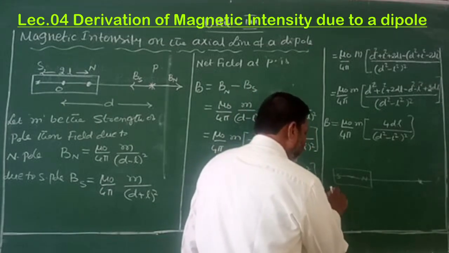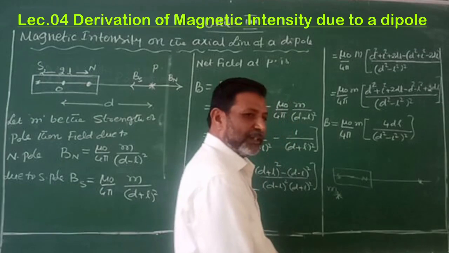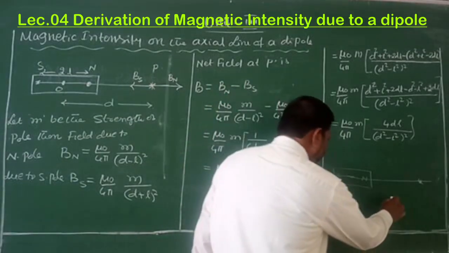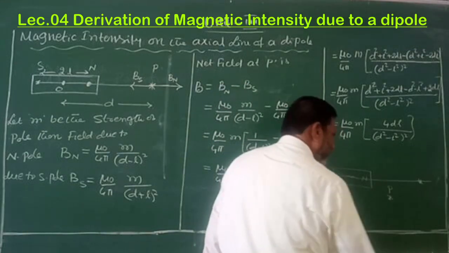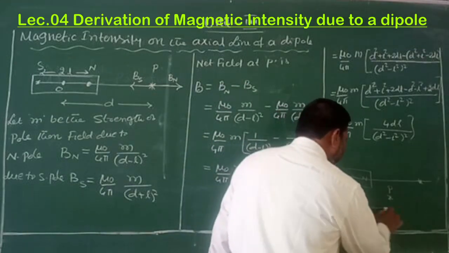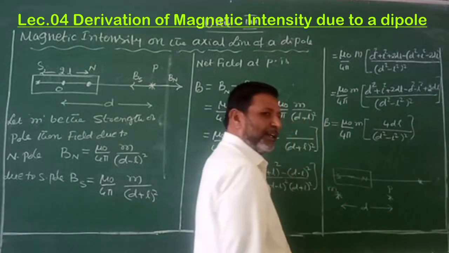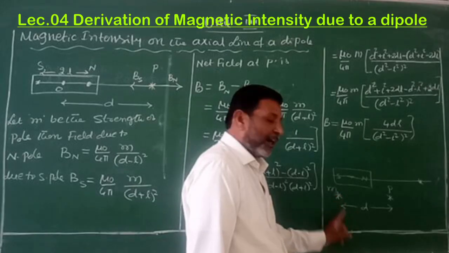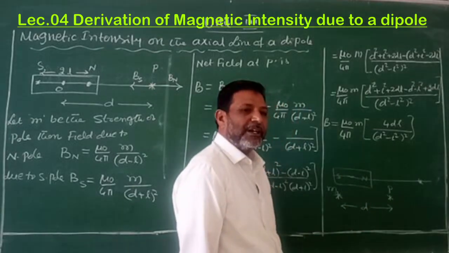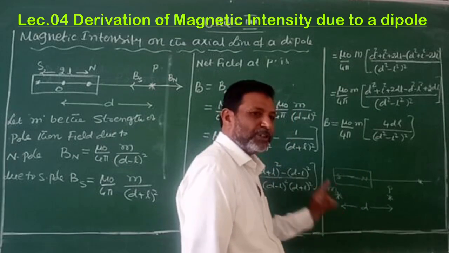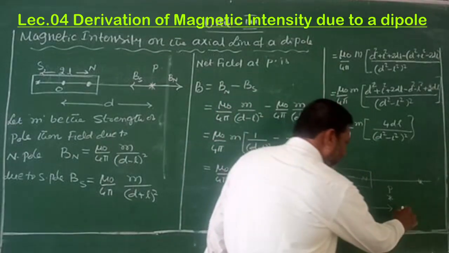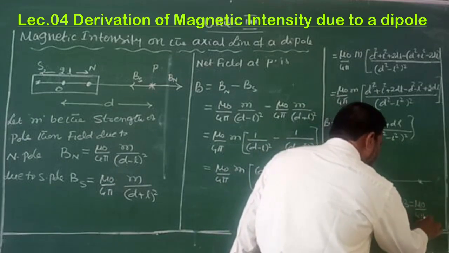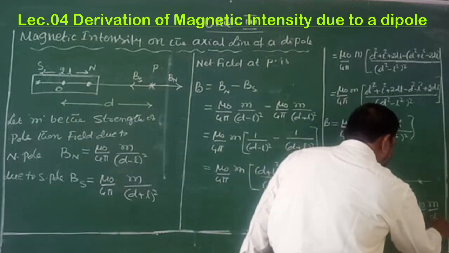The next point is from the last class. For example, this is a magnetic pole of pole strength M, and this is any point P, which is at a distance of D from the pole. Then what is the magnetic intensity at this point due to this pole? That formula we discussed yesterday. B is equal to mu naught divided by 4 pi, M divided by D square.